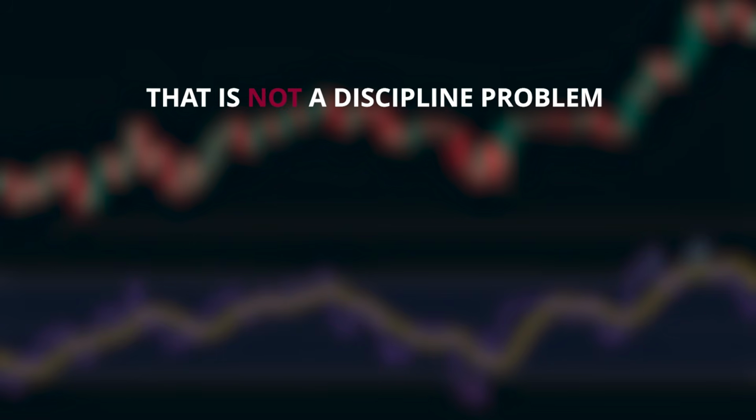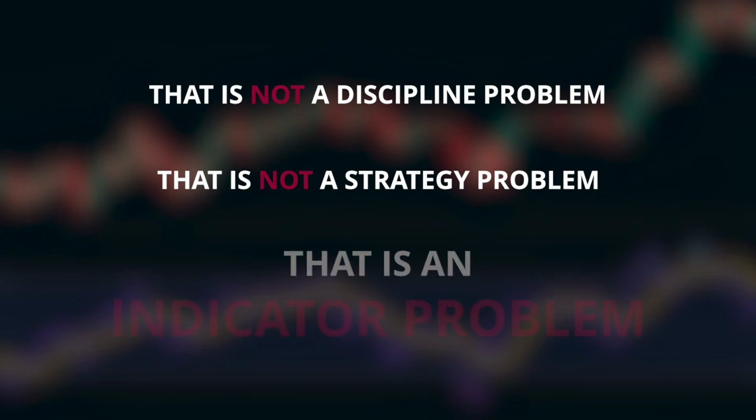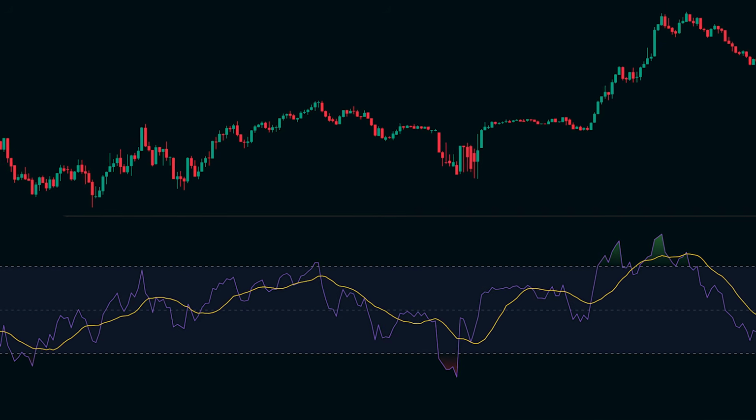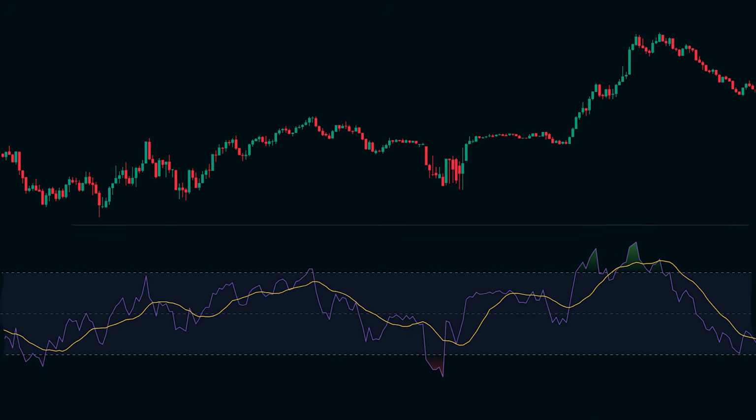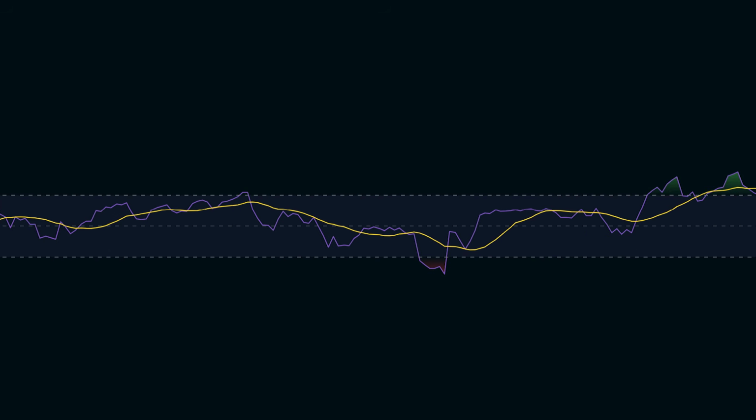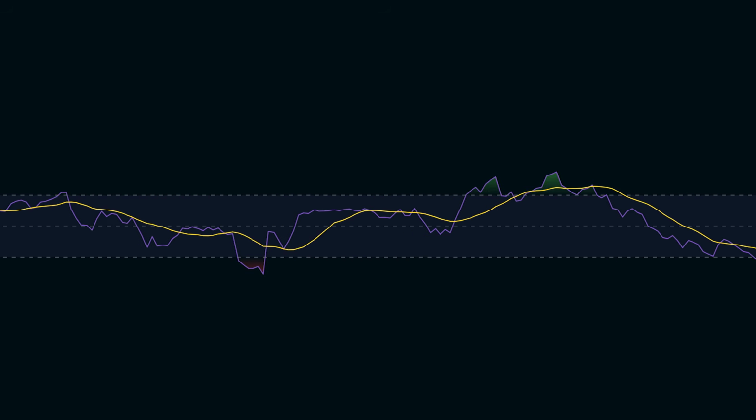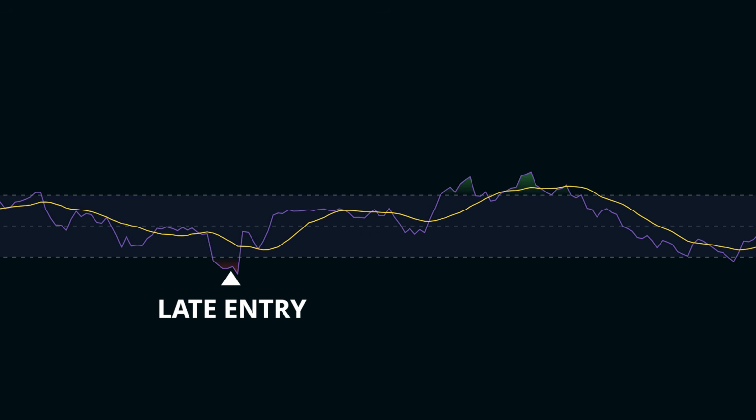That is not a discipline problem. That is not a strategy problem. That is an indicator problem. Standard RSI was not designed for the speed of modern markets. It is a smooth, slow-moving line. And that smoothness is exactly what causes the late entries that cost you money.